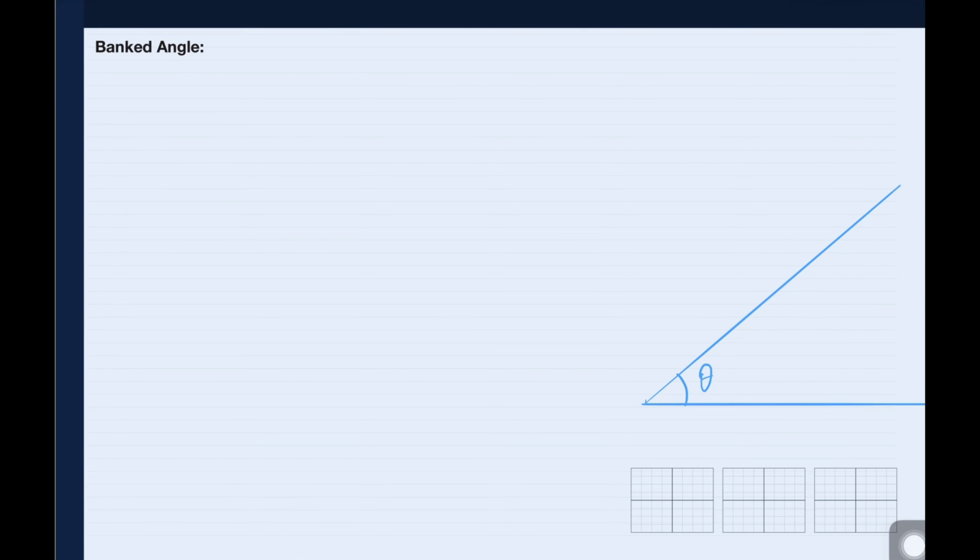Hello everyone. Today we want to discuss banked angle in physics. As you know, banked angle is an angle that helps a car to turn safely on a track.